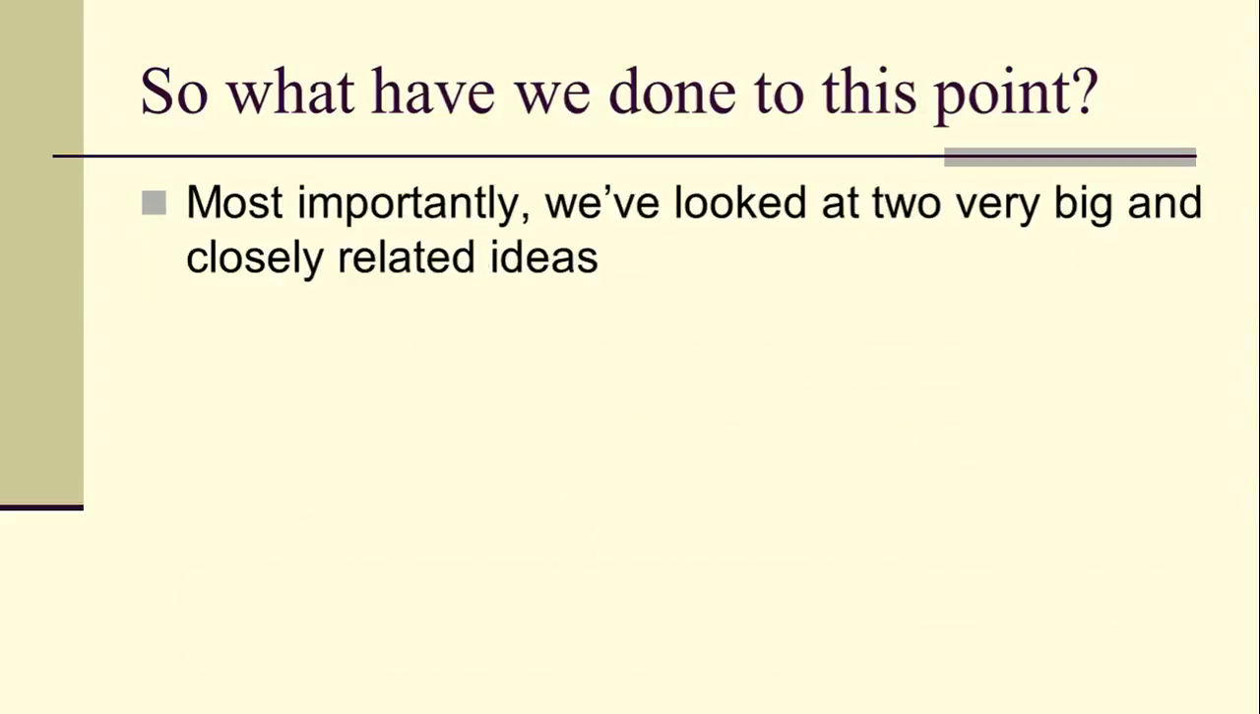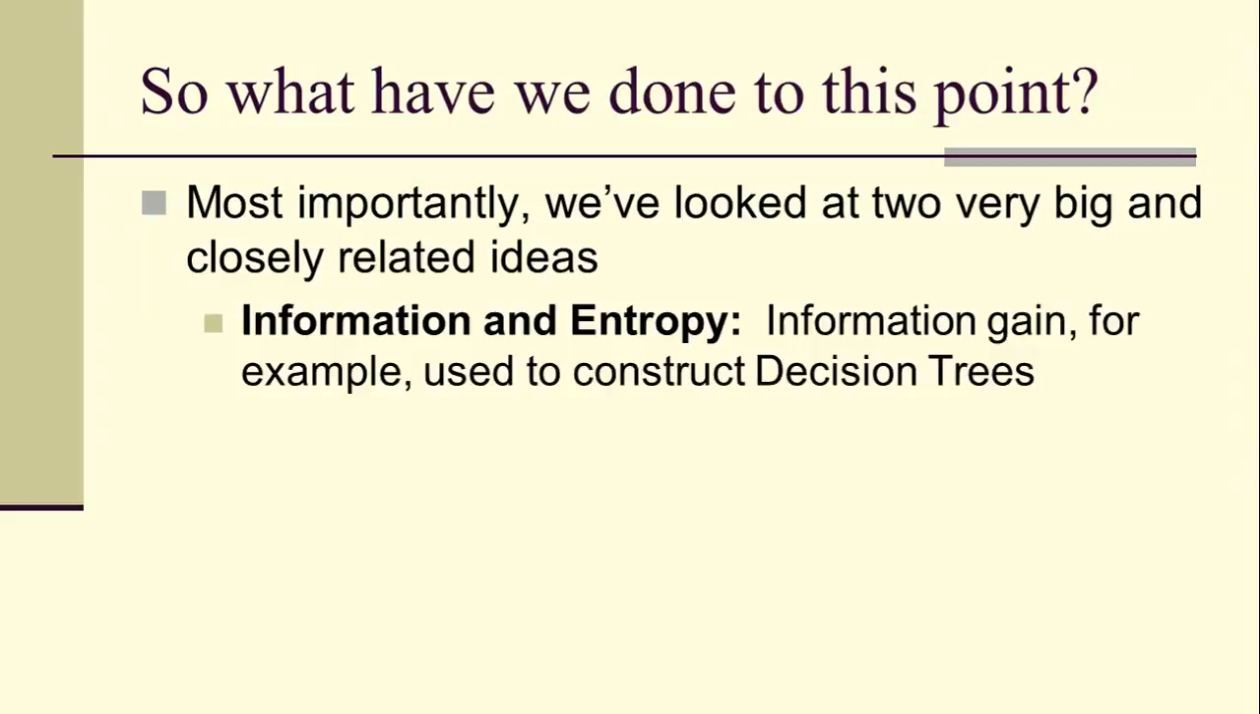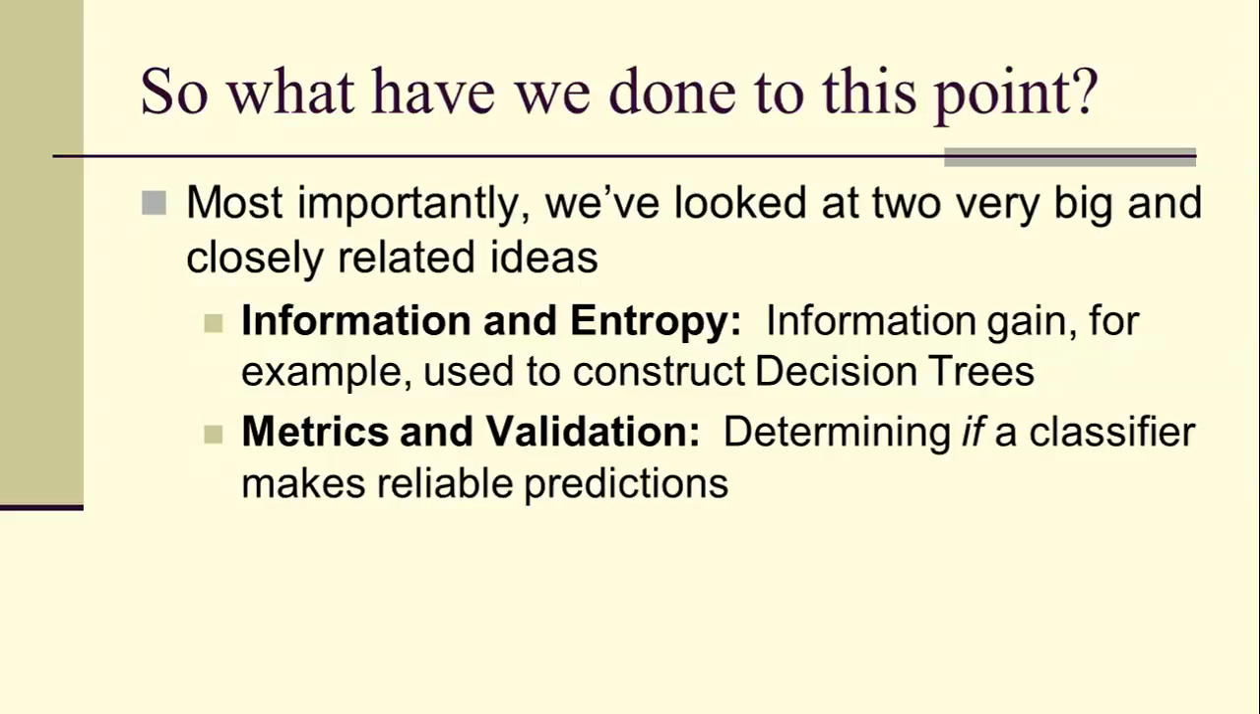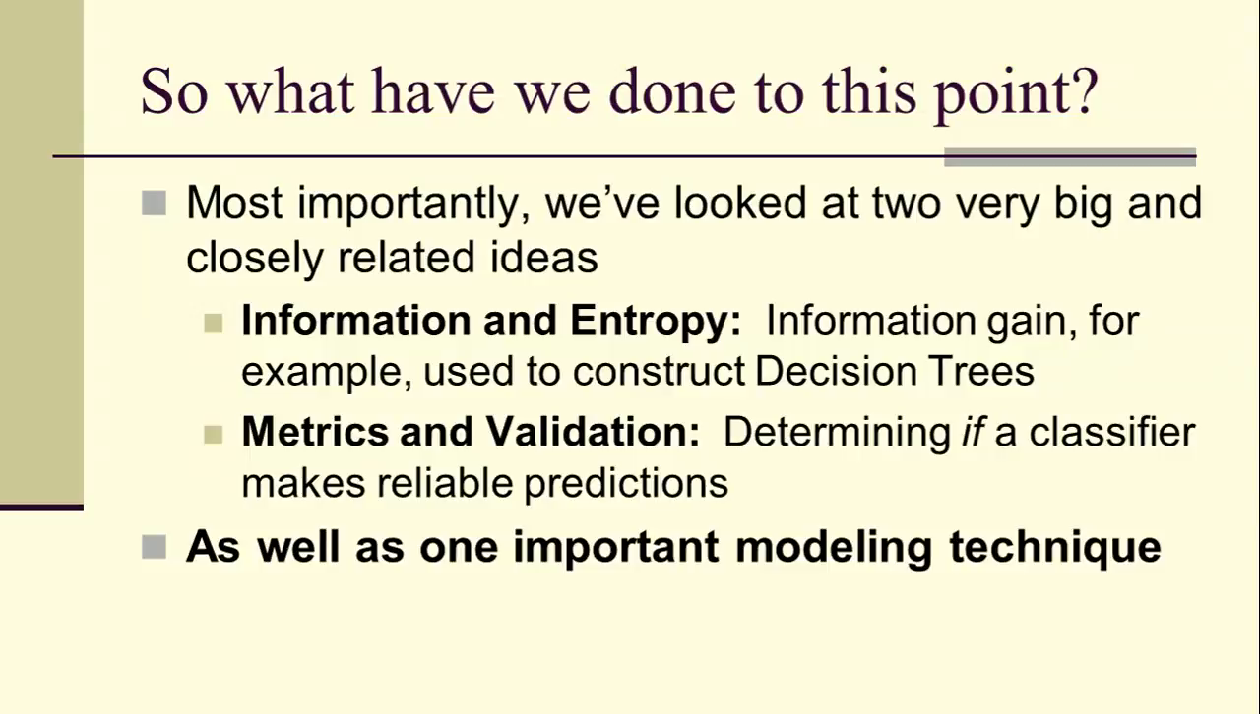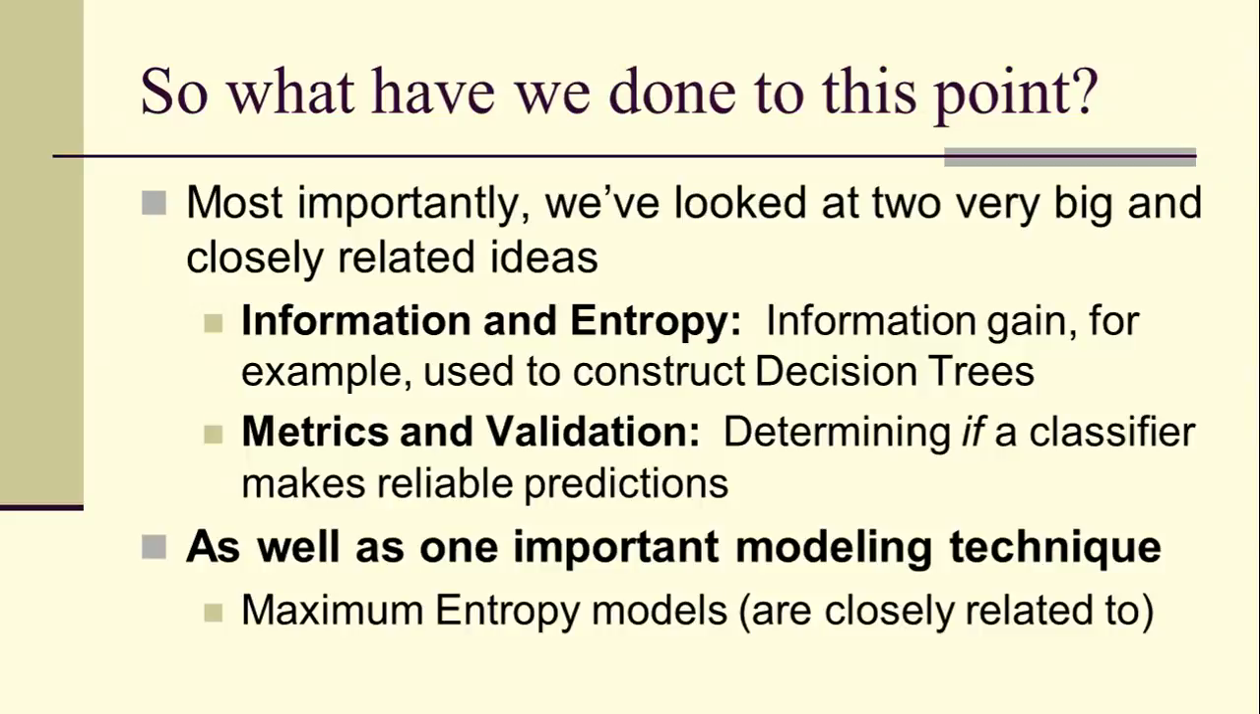Most importantly, we've looked at 2 very big and closely related ideas. Information and entropy, information gain, for example, used to construct decision trees, and metrics and validation, determining if a classifier makes reliable predictions, as well as an important modeling technique, maximum entropy, which is closely related to maximum likelihood.